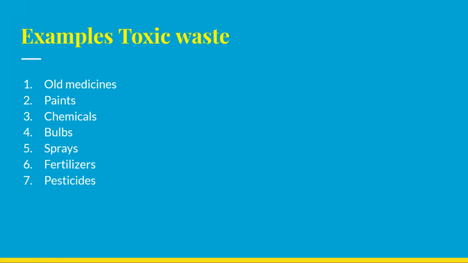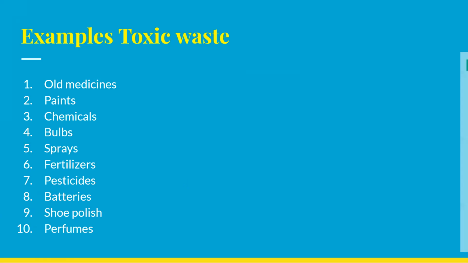Pesticides. Farmers are throwing the pesticides to kill the pests in their field. So these all are toxic waste. Even batteries also. We are using batteries in our inverters, car batteries, bike batteries. So after some time, they become waste for us. So it will create toxic waste. And the shoe polish. Shoe polish is also made of some chemicals. So these all are the examples of toxic waste.